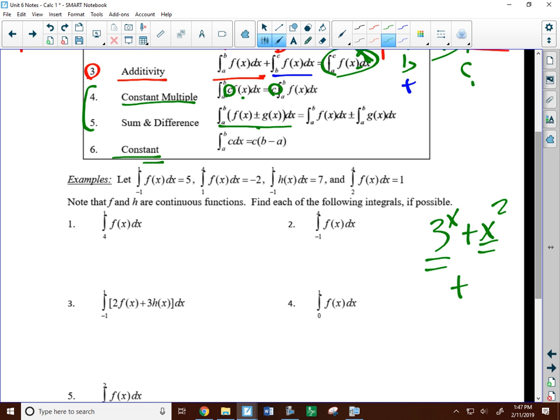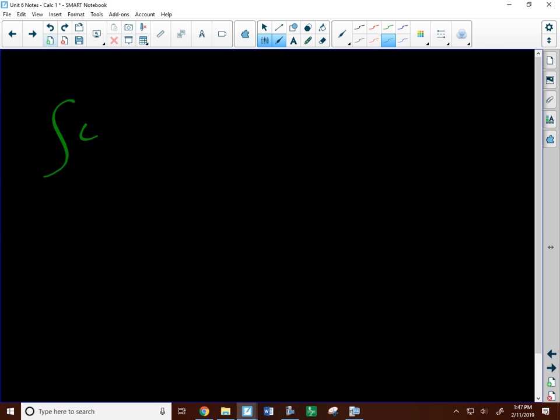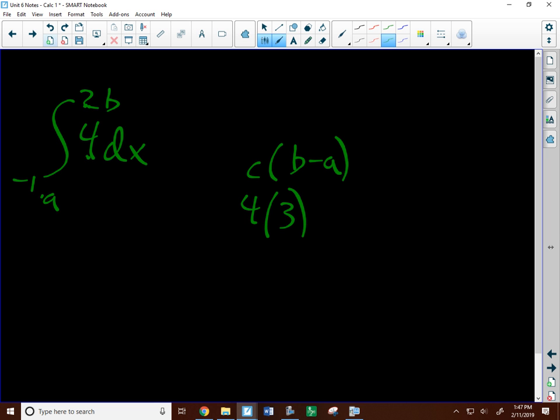Last one is a constant, like this one. It gives you a formula if you're doing the integral of a number. So if it says find the integral of 4 from -1 to 2, it gives you a formula. It says it's C times (B minus A). C is the number itself. B minus A, this is A and B. So it would be 2 minus -1, which is 3. And so we'd have 12. Now let me show you why that works.